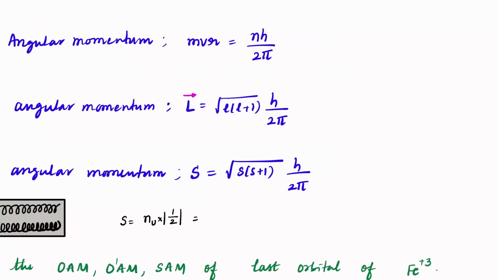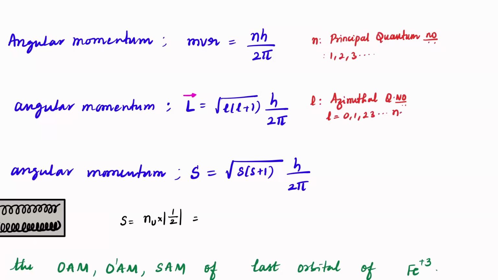Now, let me remind you the n here signifies principal quantum number. It starts with the value 1, 2, 3, and so on. Every number represents that respective orbit. While here the L represents azimuthal quantum number. Its value starts anywhere from 0, 1, 2, 3, and so on up to n minus 1.